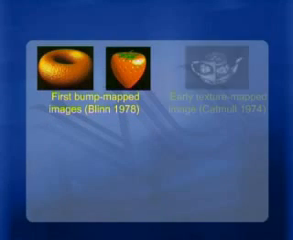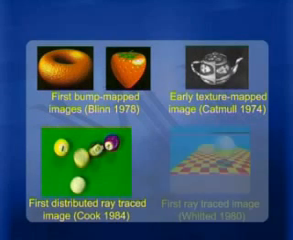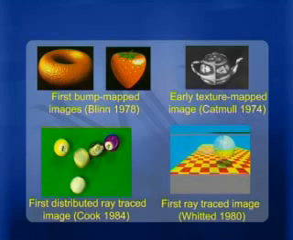Then we had graphics evolving to introduce new concepts. There is another field called image processing, but many things that were previously known to be part of image processing have now walked into computer graphics. So we had our first bump mapped image in 1978. We had early textured map images introduced in 1974. You can take a look at the slide that is currently being shown. Then distributed ray traced images were introduced in 1984, and a little earlier than that, ray traced images were introduced in 1980. Let's talk about some of the graphics applications.